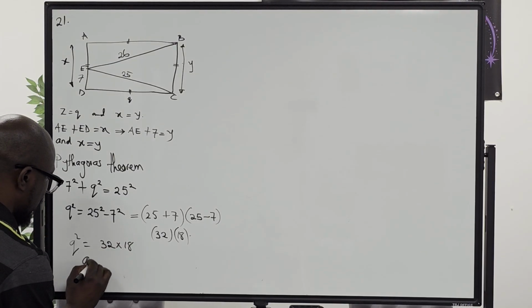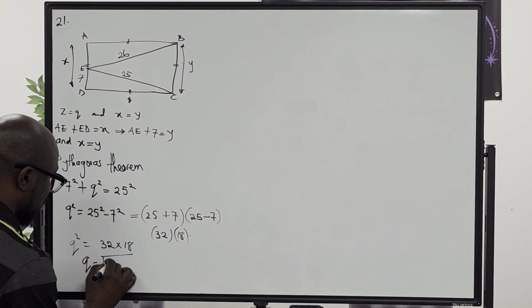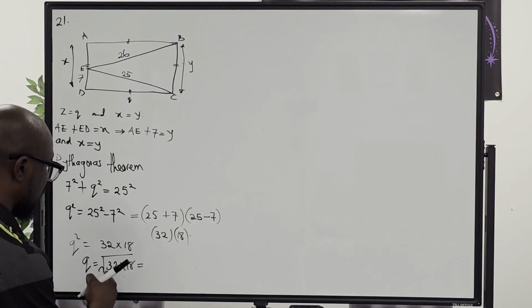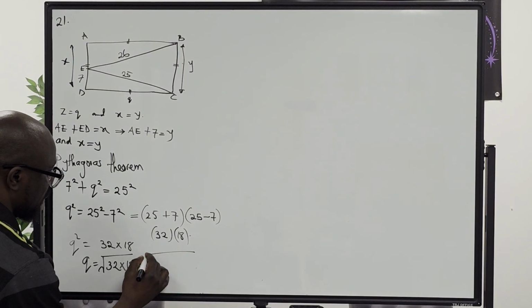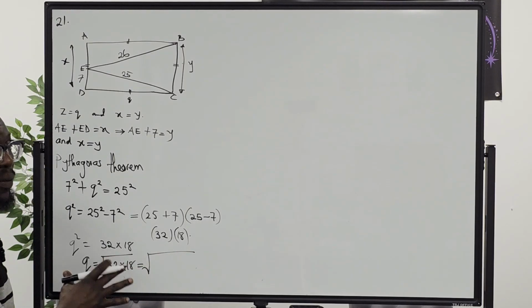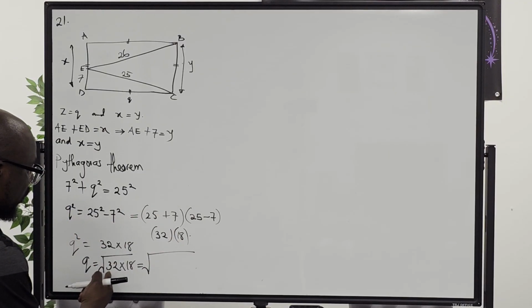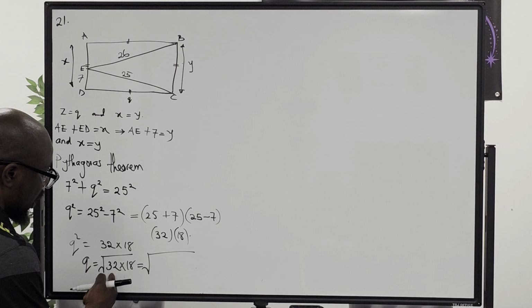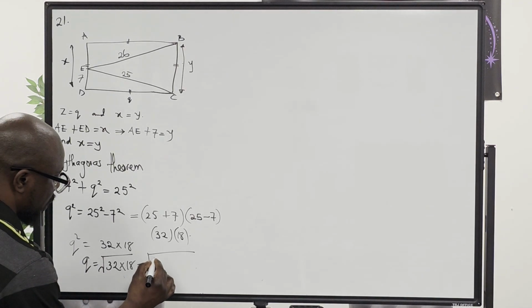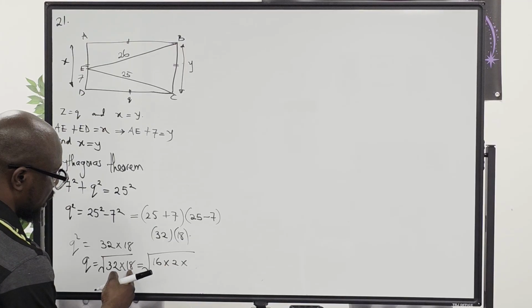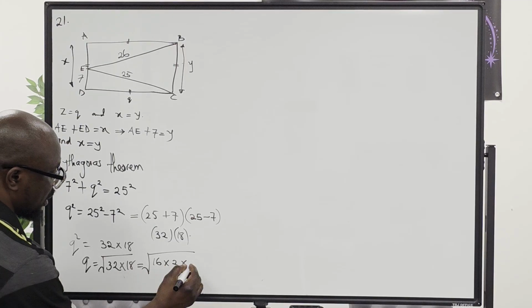Which means that Q is equal to the square root of 32 times 18. And you can definitely split this up. This is if you don't have a calculator. If you have a calculator, just do the math quickly and you'll be done with it. But if you don't have a calculator, you can split 32 into 16 times 2, and 18 is 9 times 2, right?